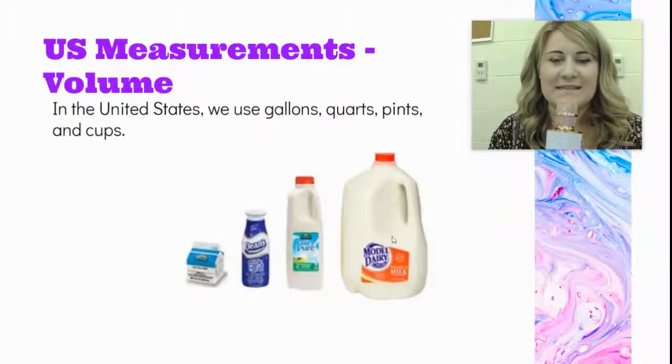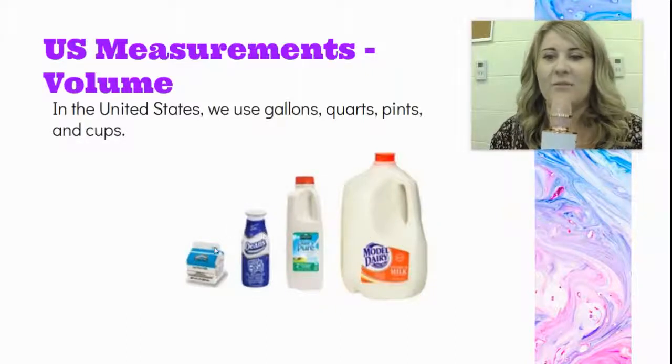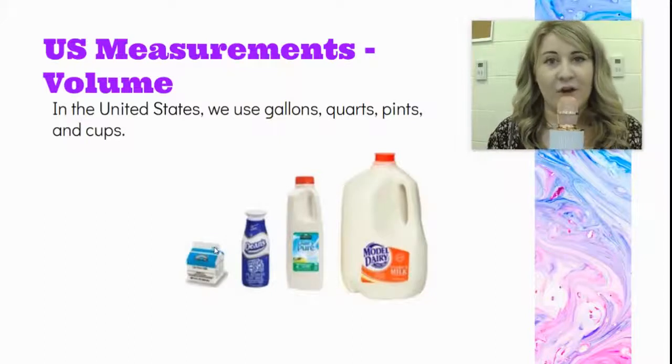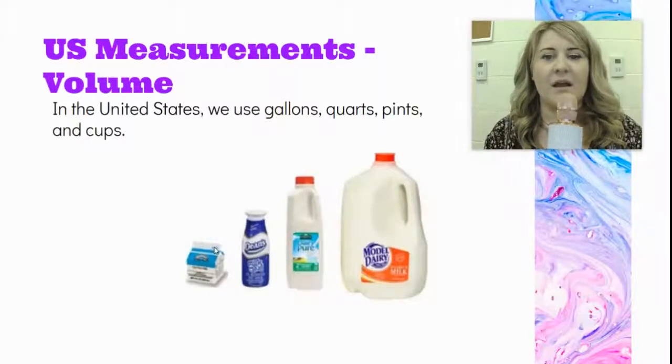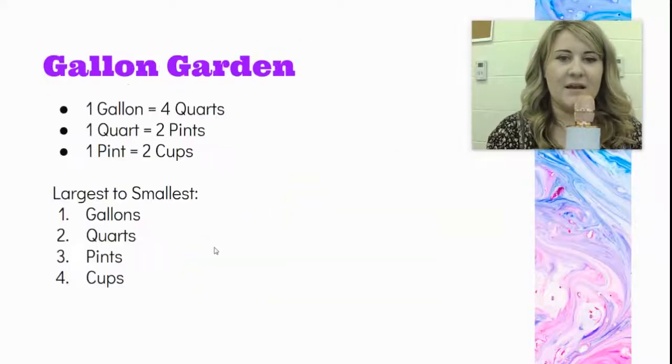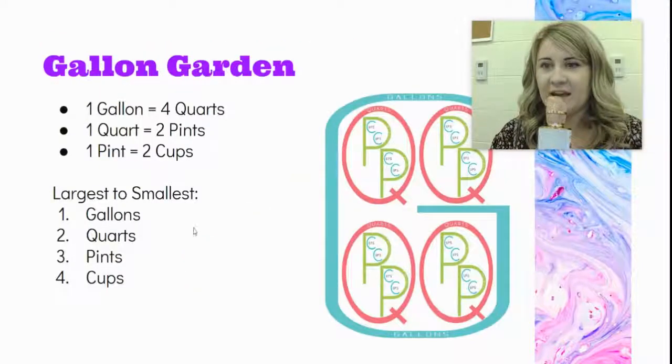So as you can see, a gallon is our biggest, and then we have a quart, then we have a pint, and then we have a cup. So today we're going to be learning about a gallon garden, and that's going to be in a separate video, and it's going to talk about how many quarts, pints, and cups are inside of a gallon. And there's a fun story that goes with that that helps us remember those things, okay? The important thing here is that a gallon equals 4 quarts.